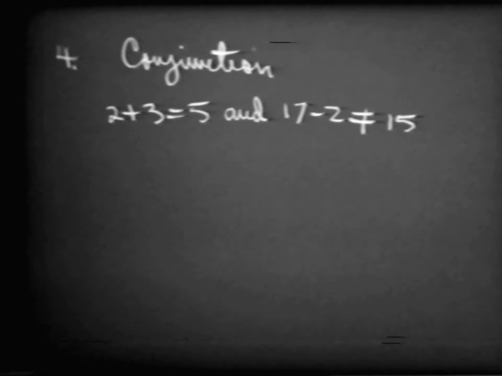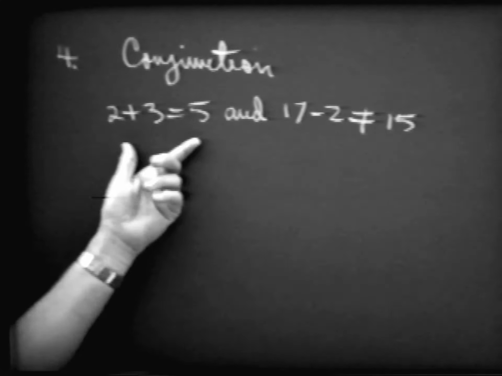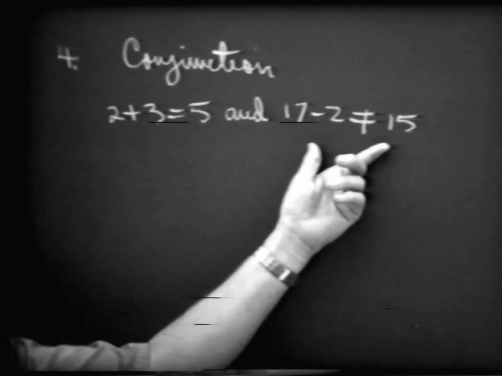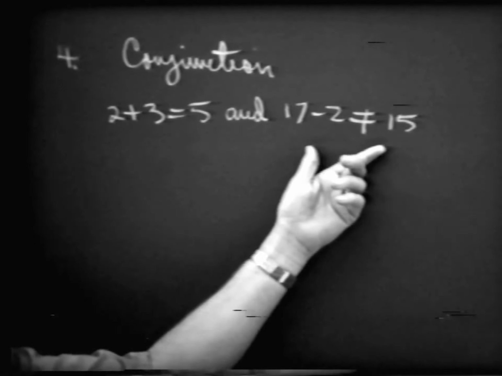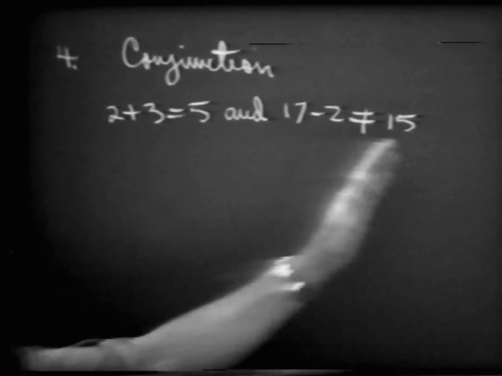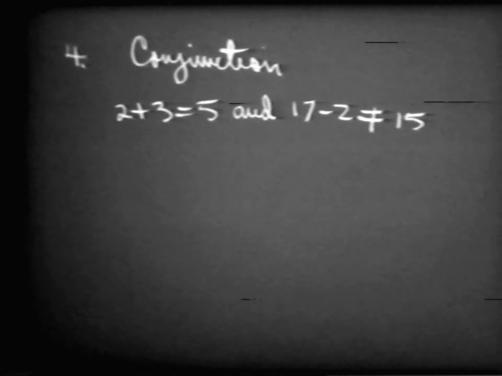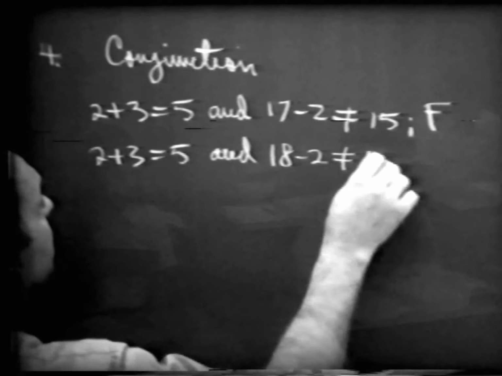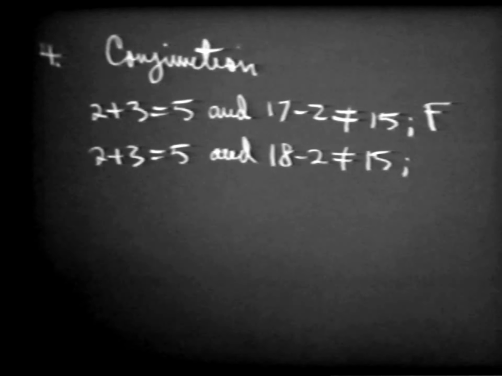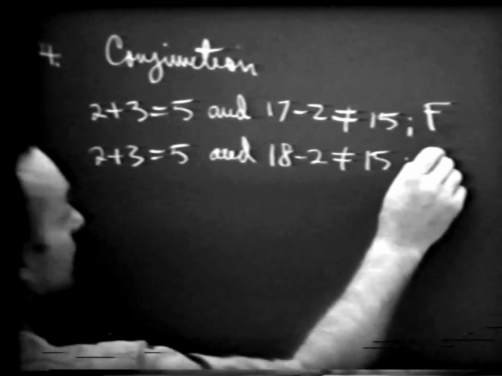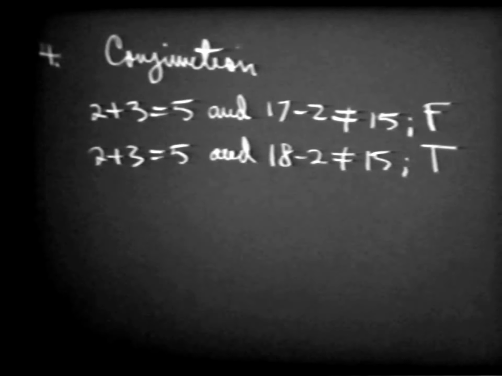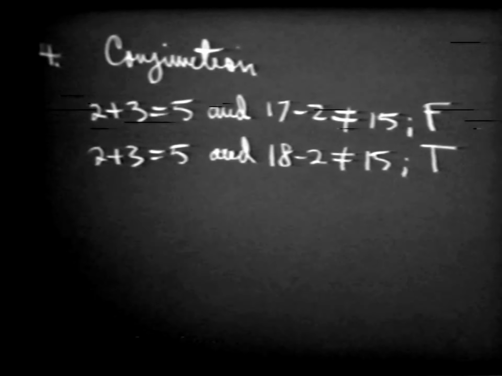Okay? By the way, in this conjunction statement, is this one true or false? We have to be able to decide that. And here we have certainly this part, 2 plus 3 equals 5, we know is true. And 17 minus 2 is not equal to 15, we know is false. What's our conclusion about the entire compound statement here? It is false, okay? And in fact, let's write one down, 2 plus 3 equals 5. And, well, let's just say, 18 minus 2 is not equal to 15. And now what is our conclusion about this conjunction? It is true.